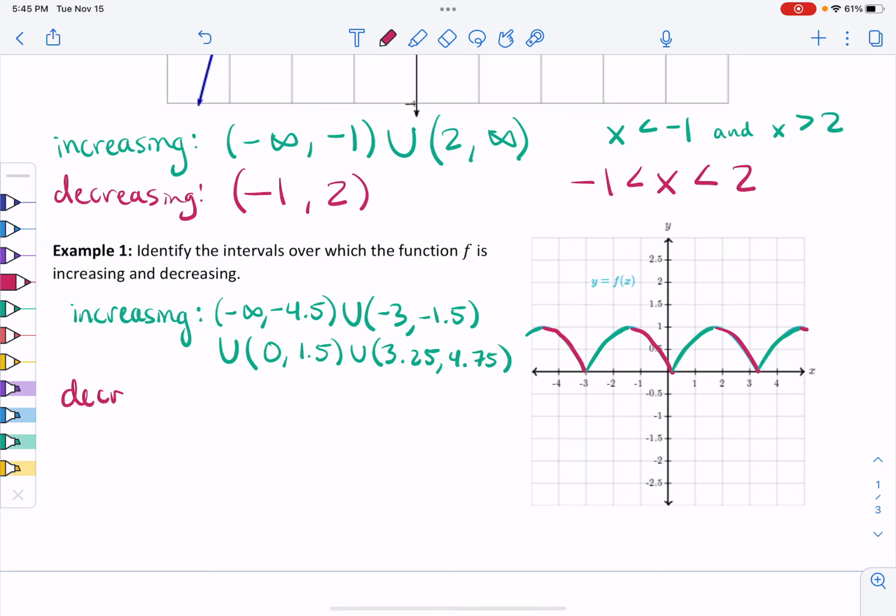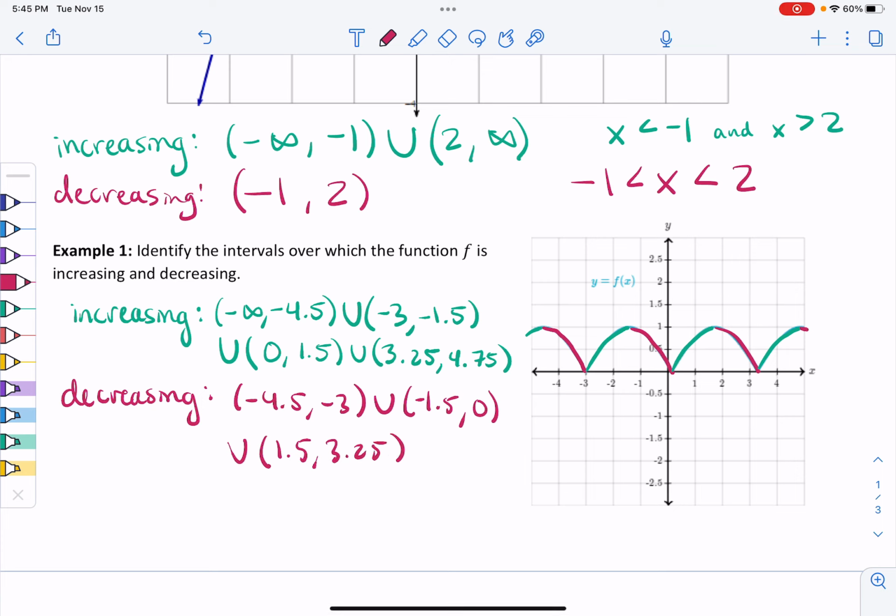Now our decreasing intervals: we are decreasing from negative 4.5 to negative 3. Union with negative 1.5 to 0. Union with 1.5 to 3.25 is what we decided. And then we don't really see much of this part, but 4.75 to infinity right there. Now remember, we're not including these turning points, even these jagged points. It doesn't have a slope at those points. Okay, that was a long one.